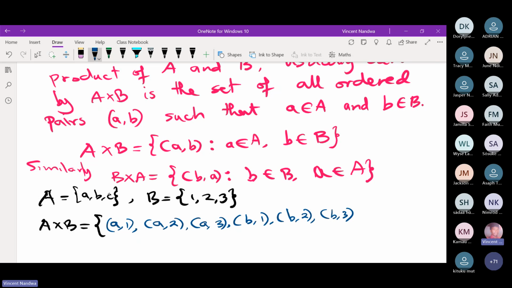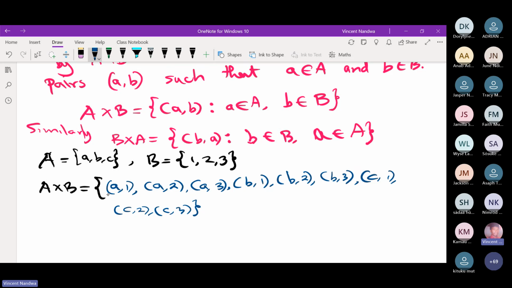Then who can tell us the next element? (c, 1), followed by (c, 2), followed by (c, 3). Correct. So that is how we define the Cartesian product of A and B.